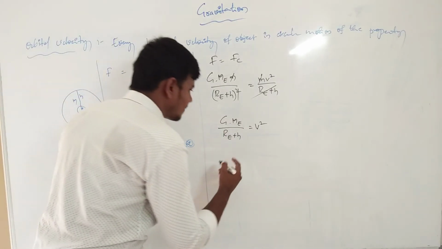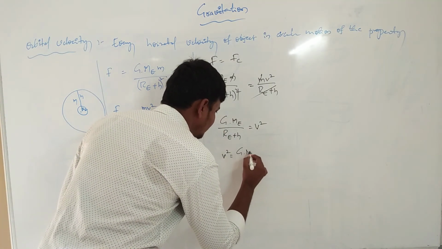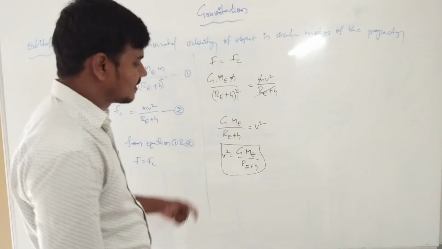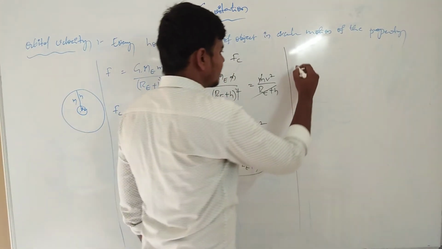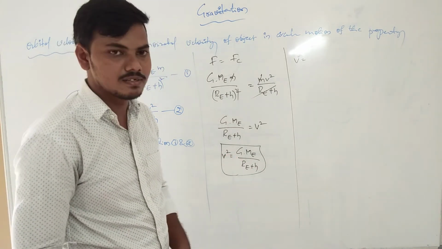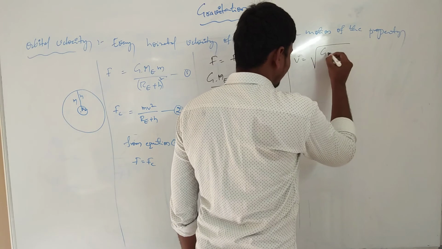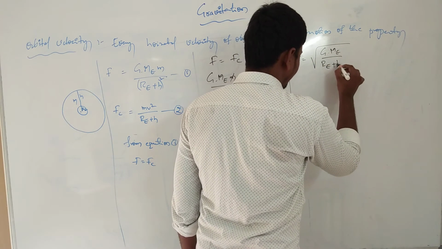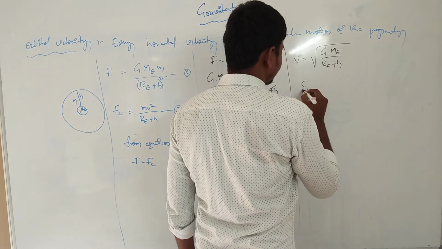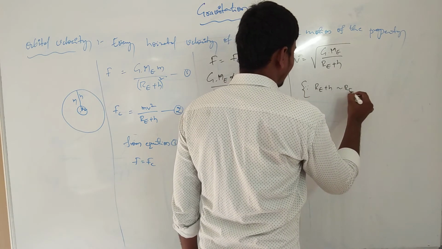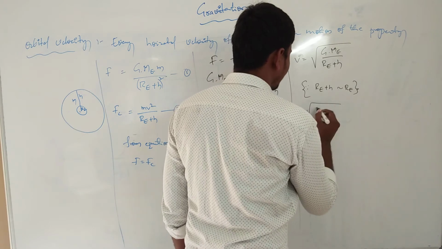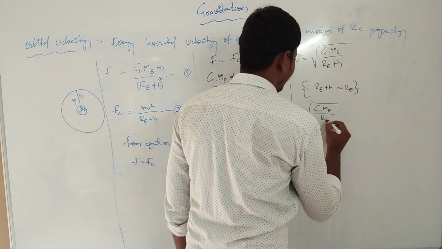Now v square is equal to capital G capital M E by R E plus H. This is the velocity equation. Taking the square root on the right side, v is equal to square root of capital G capital M E by R E plus H. Since R E plus H is approximately equal to R E, for example, v is equal to square root of capital G capital M E by R E.